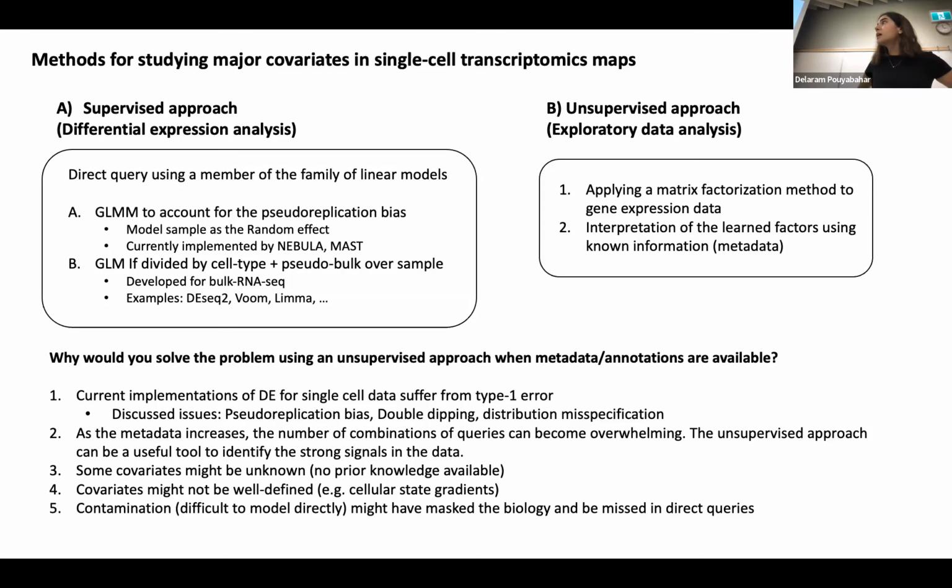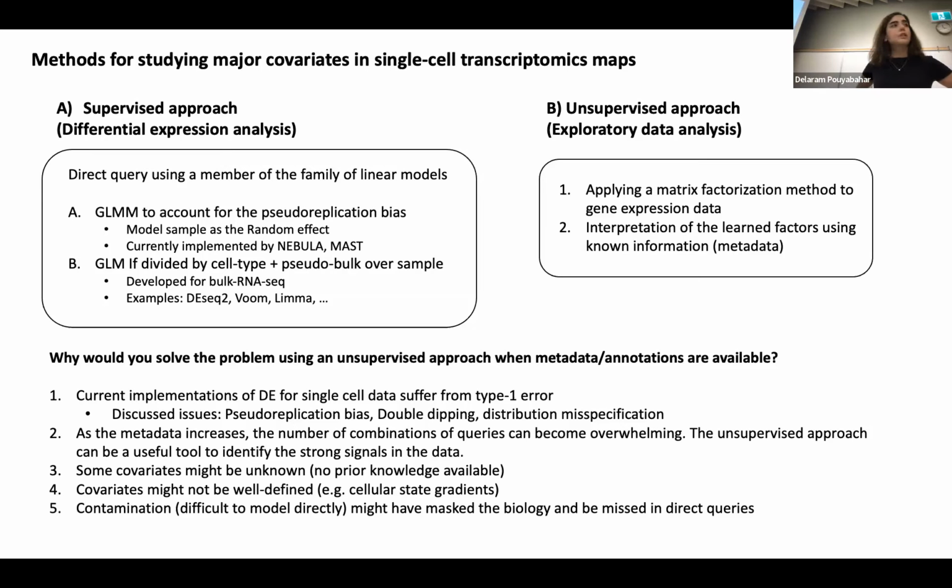The third reason is that some of the covariates might be unknown. You might just not have some of the information as metadata. For example, some of the patient information might not have been provided for privacy reasons. Or sometimes some of the covariates might not be well defined. For example, cellular states, which we don't really understand yet, or different gradients that might be interesting to study.